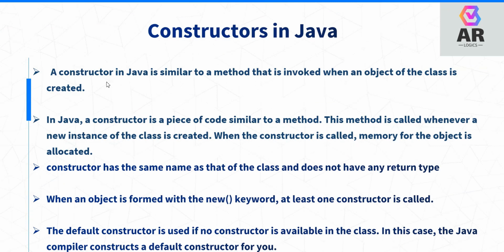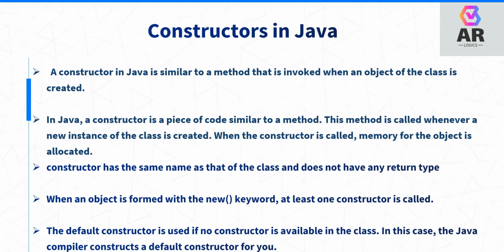A constructor in Java is similar to a method that is invoked when an object of the class is created. In simple terms, a constructor is a specialized method responsible for initializing an object. It is called at the time of object creation, and it can be used to set the initial values of an object's data members.